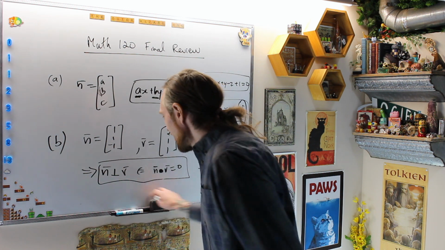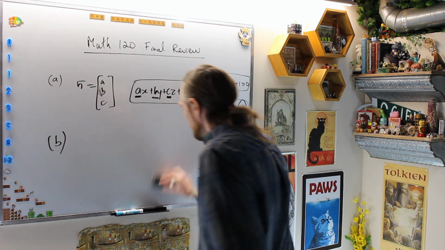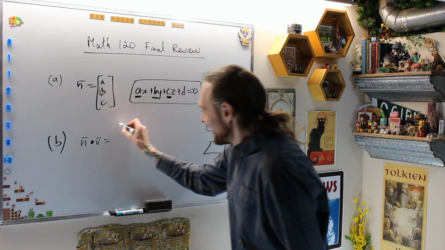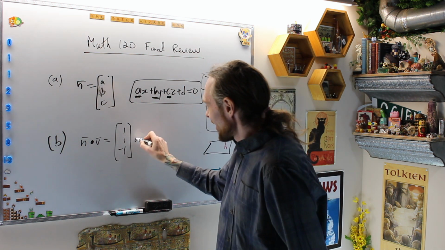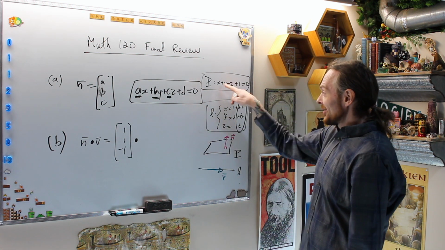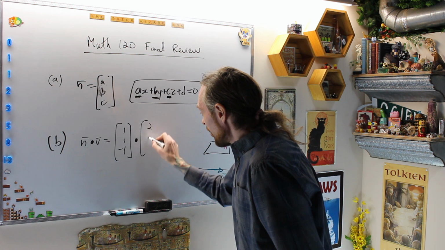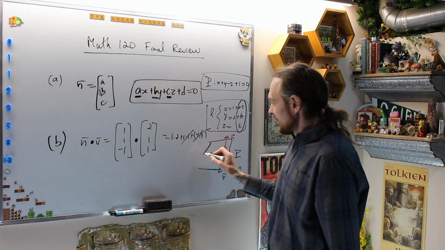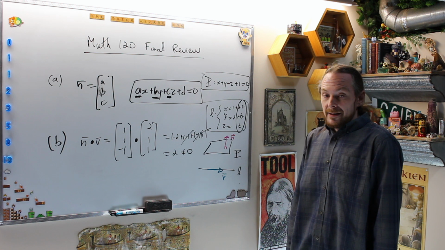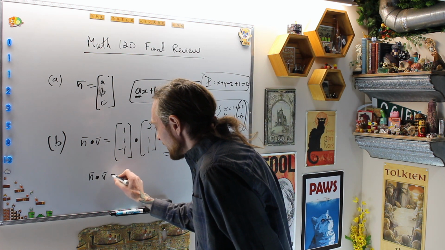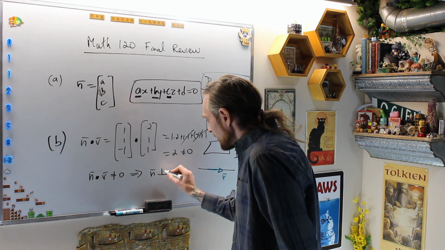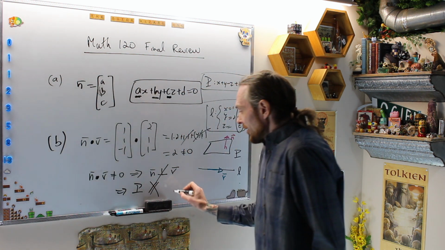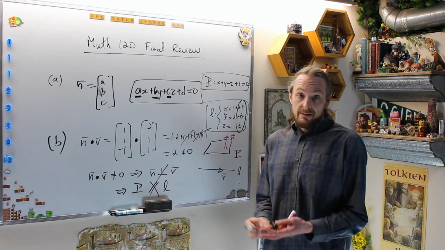So check this. N dot V is equal to, I erased them. They're here. I've got them. N is 1, 1, negative 1. When I'm lazy and I know what I'm doing, I just write 1, 1, minus 1 there. Dot product with 2, 1, 1 is by definition 1 times 2 plus 1 times 1 plus negative 1 times 1, which is equal to 2, which is not 0. Therefore, N dot V is not equal to 0, which means N is not orthogonal to V, which says P is not parallel to L.